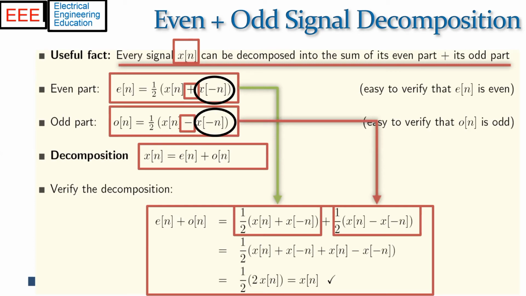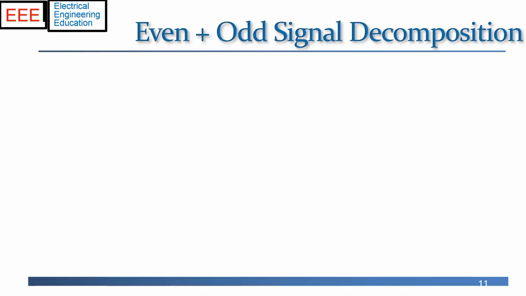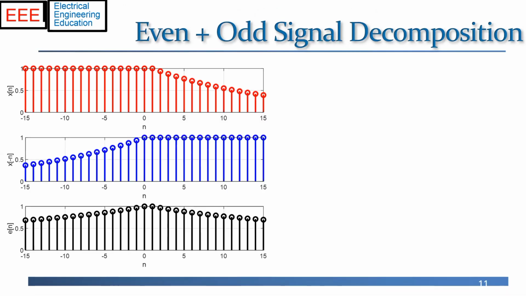So let's start by pulling the signal values together, and pulling the 1/2s outside. So we basically have x of n, x of -n, x of n, and minus x of -n. And now you can see that basically these values cancel, because we're subtracting. We have 2 x of n divided by 2, which equals x of n. So we've just shown that the sum of the even and odd part equals the signal. Let's look in pictures at what this looks like.